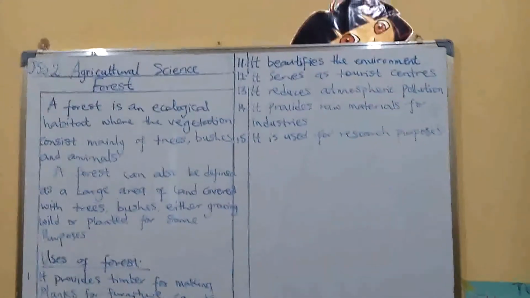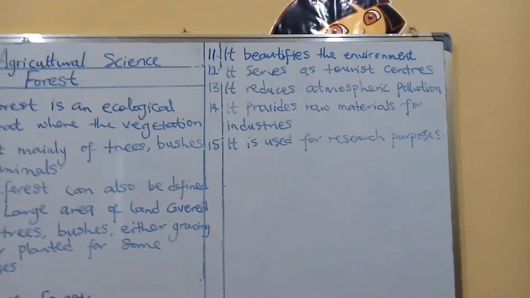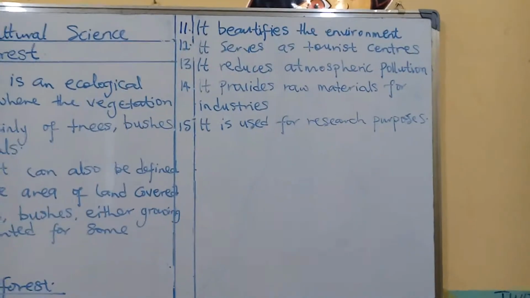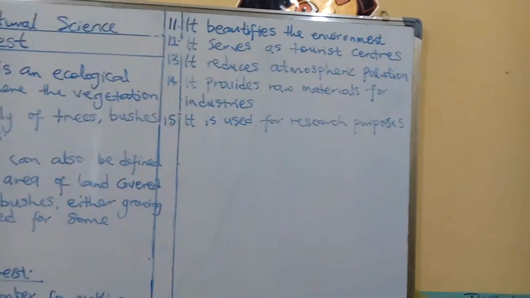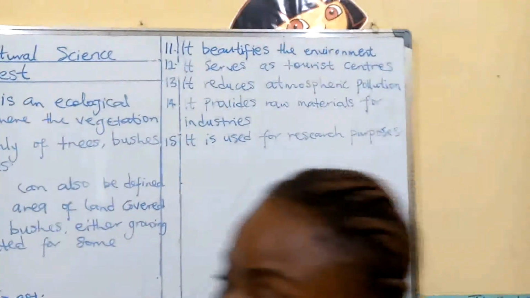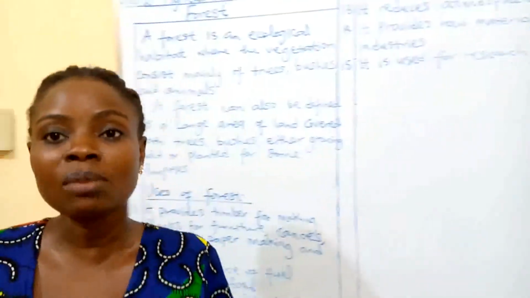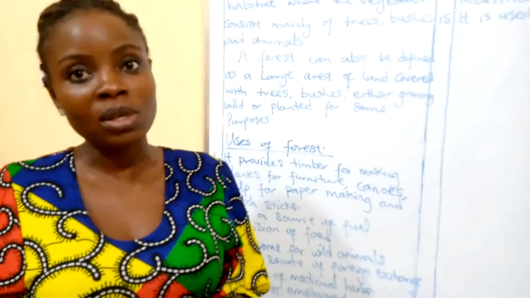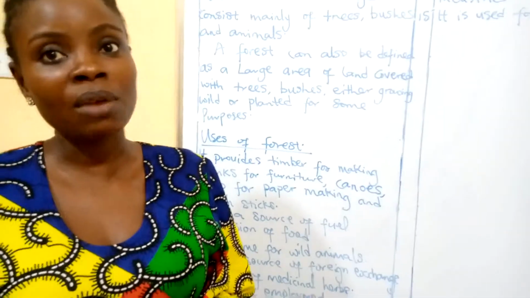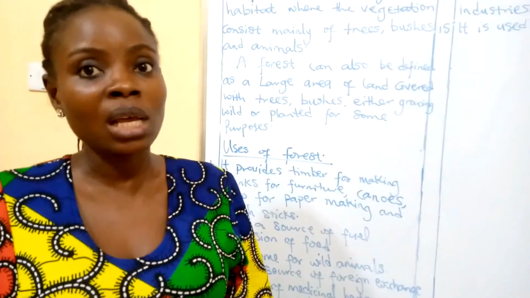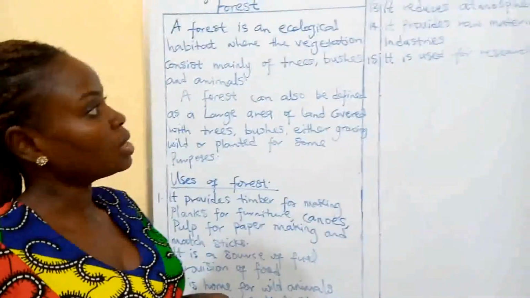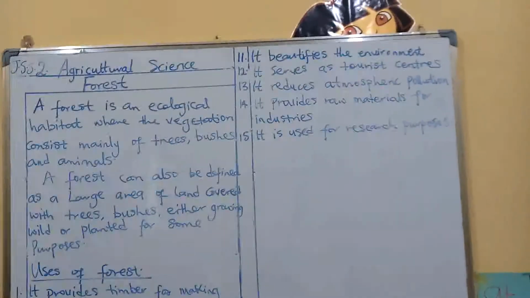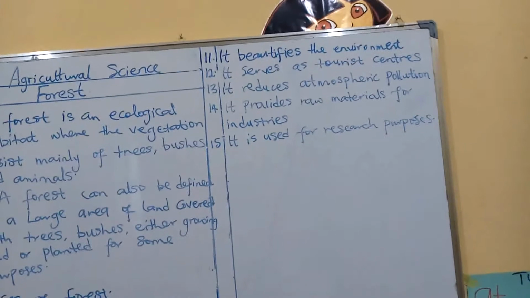Okay, now number 13, sorry, it reduces atmospheric pollution. Yes, definitely, when they take in the carbon dioxide, it has a way of purifying the air, releasing good air for you and I to take in. It reduces atmospheric pollution. Number 14 is that it provides raw materials for industries.